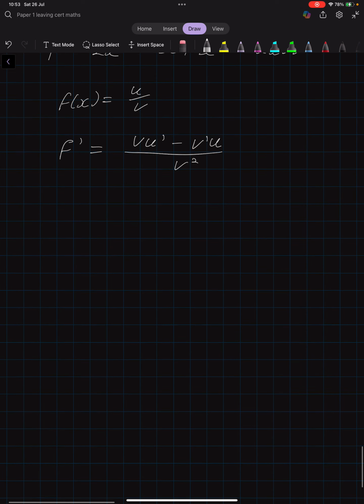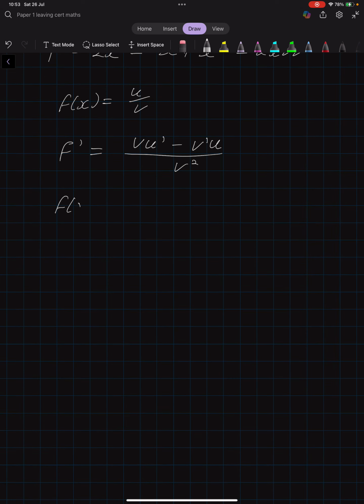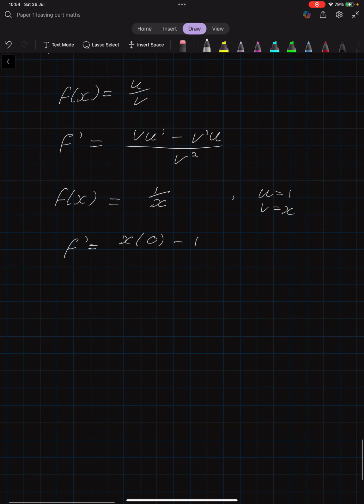Okay? So, let's say f of x is equal to 1 over x. F prime is equal to what? So first of all, it's v. So remember, in this case, u is 1, v is x. So it's v, which is x, times u prime. If I differentiate 1, I get 0. Times v prime is going to be 1, times u, which is 1. All over v squared, so it's just x squared. So it's equal to minus 1 over x squared.